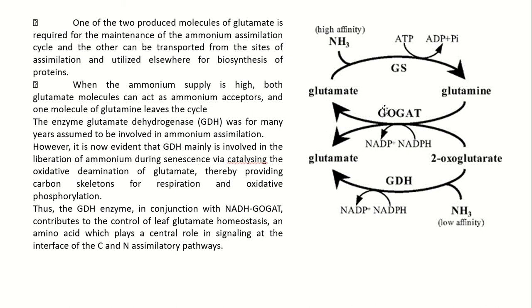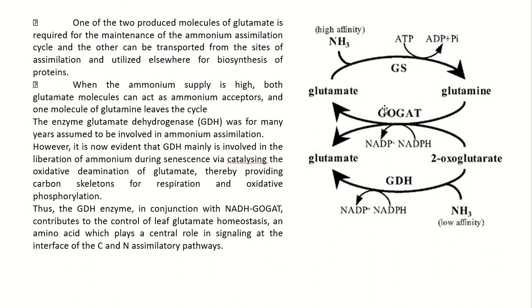To produce glutamate requires the maintenance of ammonium assimilation. So, high affinity, low affinity. How is glutamate synthesized? If it is high affinity, glutamine; if low affinity, glutamate. A simple conversion. So it can be transported from the site of assimilation and utilized in the biosynthesis of protein.